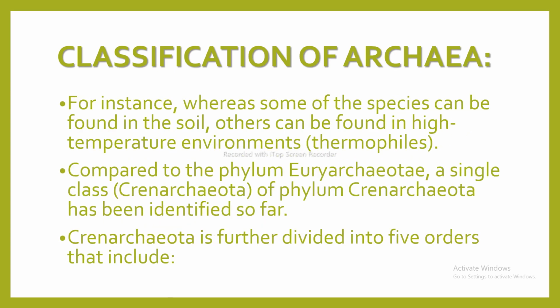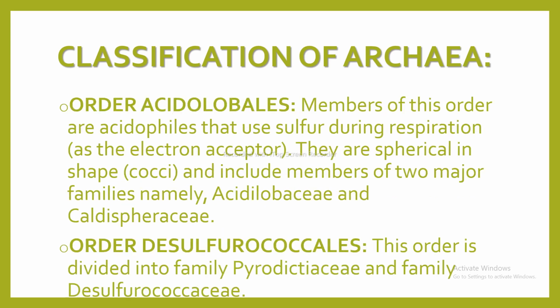For instance, whereas some of the species can be found in the soil, others can be found in high temperature environments like the thermophiles. And compared to the phylum Euryarchaeota, a single class of the phylum Crenarchaeota has been identified so far. So Crenarchaeota is further divided into 5 orders that include the order Acidilobales. So members of this order are acidophiles that use sulfur during respiration as the electron acceptor.